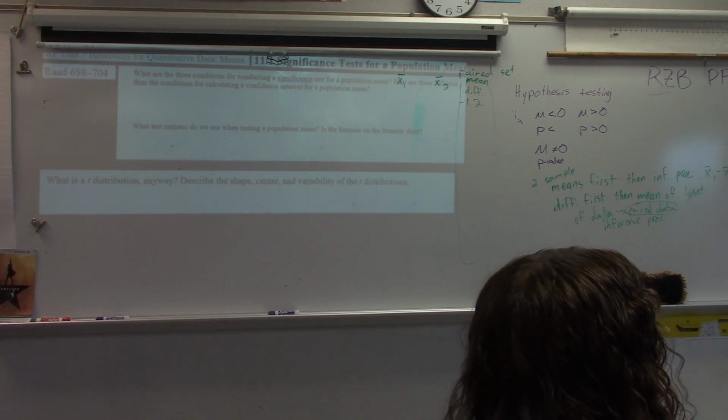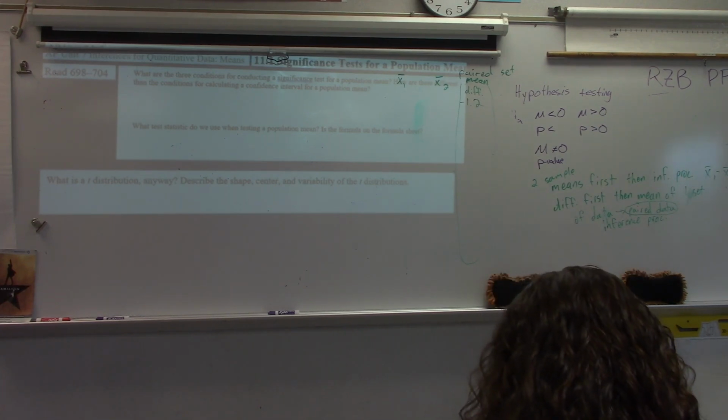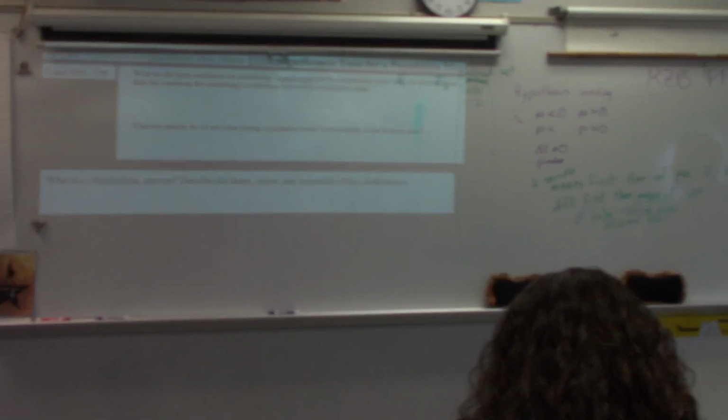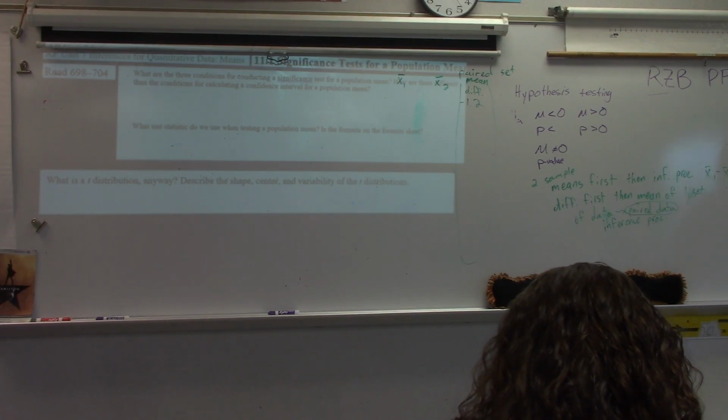What else would allow us to move forward? If the population distribution is approximately normal. Or if the sample is roughly symmetric, with no extreme skewness and no outliers, then you can do it there.